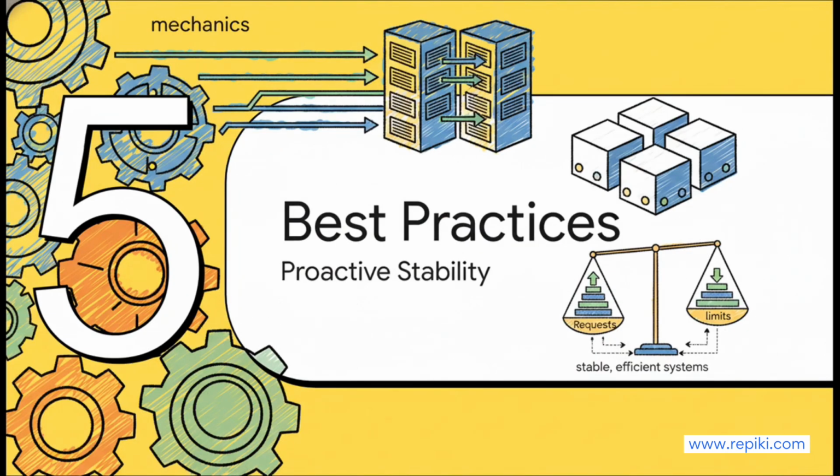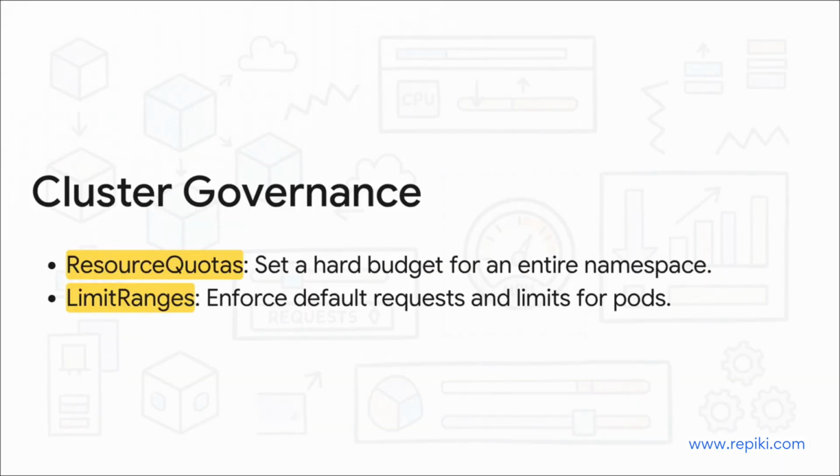Okay, so we've got the mechanics down. We know the rules of the game. Now, how do we use all this to stop fighting fires and actually build stable, efficient systems from the get-go? Well, at the cluster level, you can enforce good behavior. Resource quotas let you set a hard budget for an entire namespace, saying this team can't use more than X resources in total. And limit ranges are awesome because they can automatically apply default requests and limits to any pods that don't have them set.